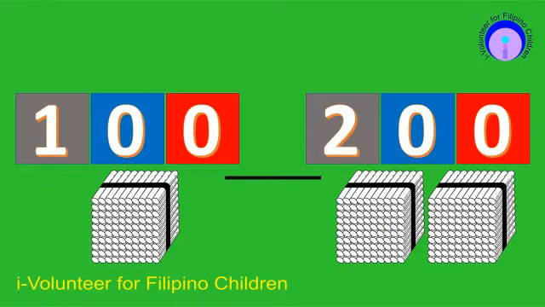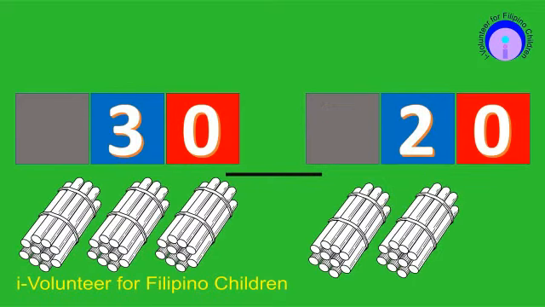Let us try to use which symbol is more appropriate to compare two numbers. Let's compare 100 and 200. Which symbol are we going to use? 100 is less than 200. Let's continue comparing. 30 is greater than 20.